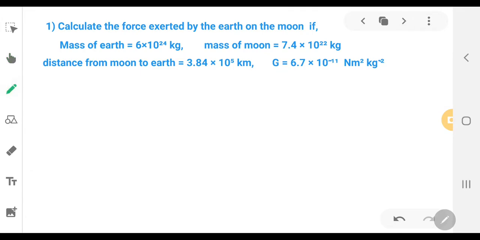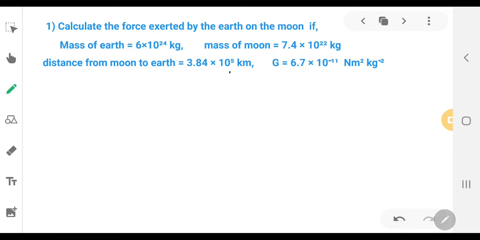The first question: calculate the force exerted by the earth on the moon if the mass of earth is 6 into 10 to the power 24 kg, the mass of moon is 7.4 into 10 to the power 22 kg, and the distance from moon to earth is 3.84 into 10 to the power 5 kilometers, and the gravitational constant is 6.7 into 10 to the power minus 11 Newton meter square per kg square.